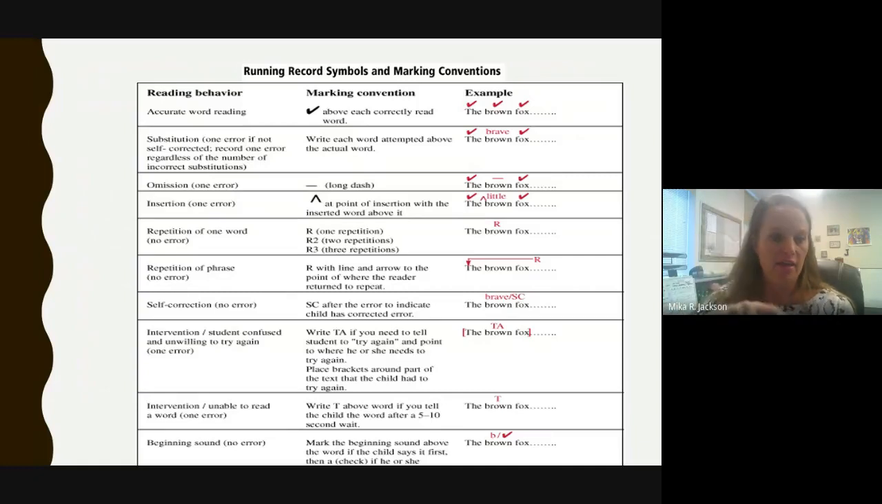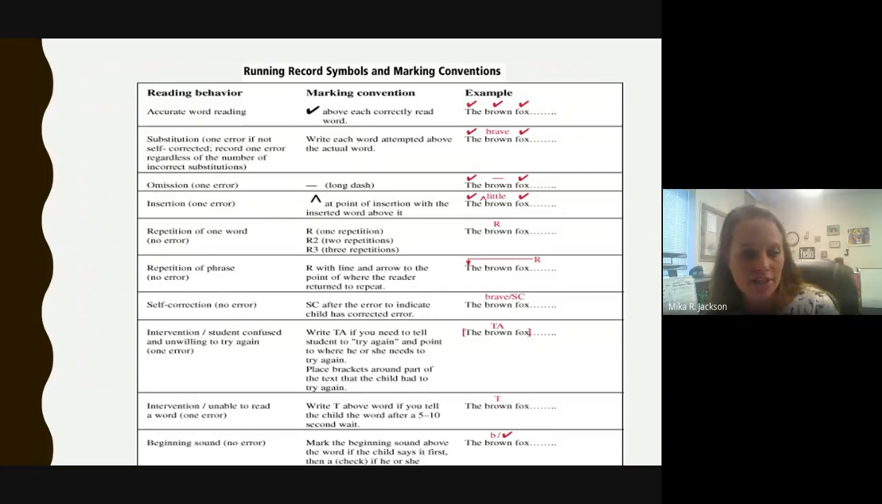Repetitions. The repetitions on this, they have an R. If the student says the brown fox, so if they just repeat the word brown, the brown fox, they have an R. I've done it for many years, so I'm used to this next picture where they have the line with the arrow. I'll show you in a minute, but I kind of box that phrase or that word whenever you get a repetition.